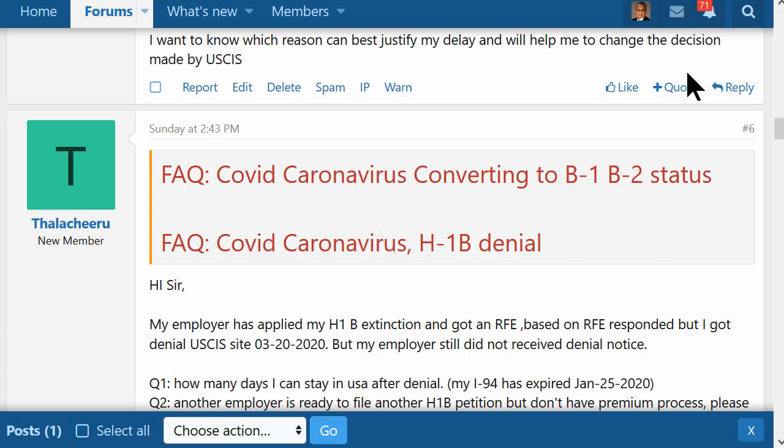Here, you are in B1, B2 pending status. You are not allowed to work. It's illegal. If you provide pay stubs, you are working illegally. You're not supposed to have pay stubs. Okay? Okay. So it's not a problem. Lack of pay stubs is not a problem for you.